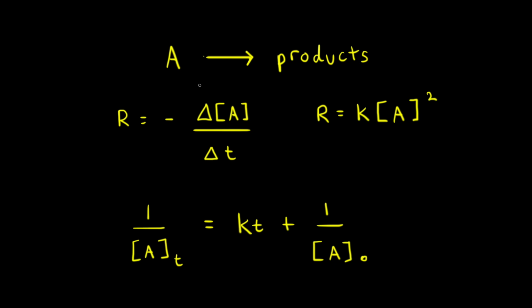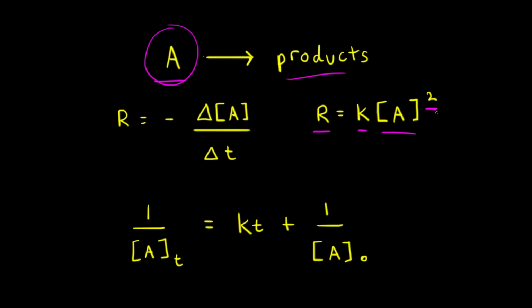Let's say we have a hypothetical reaction where reactant A turns into products. And let's say the reaction is second order with respect to A. If the reaction is second order with respect to A, then we can write the rate of the reaction is equal to the rate constant K times the concentration of A to the second power, since this is a second order reaction.